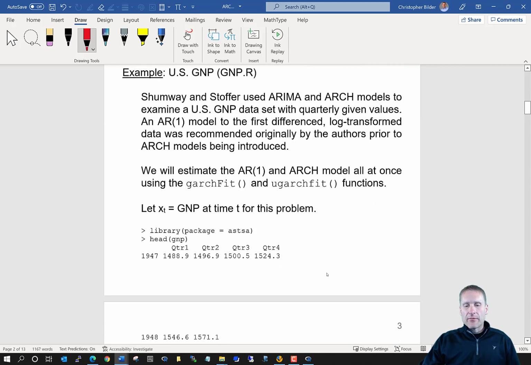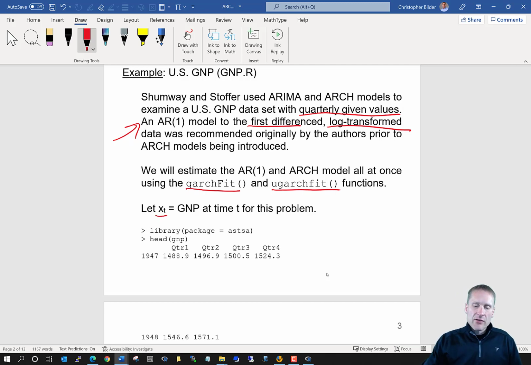So let's take a look at an example. This example again comes from Shumway and Stoffer's book. What they were doing is modeling the gross national product, or GNP. They have quarterly values associated with this time series, and they suggest that an AR(1) model to the first differenced log transform data was something that would be good to use, and then to examine an ARCH model on top of that. We will estimate both the AR(1) part of the model and the ARCH model simultaneously using the garch fit function. ugarchfit will also work.